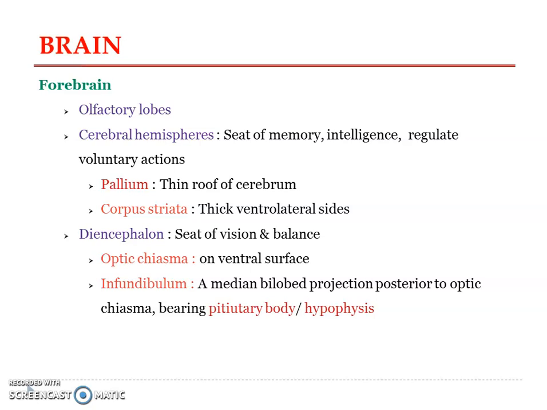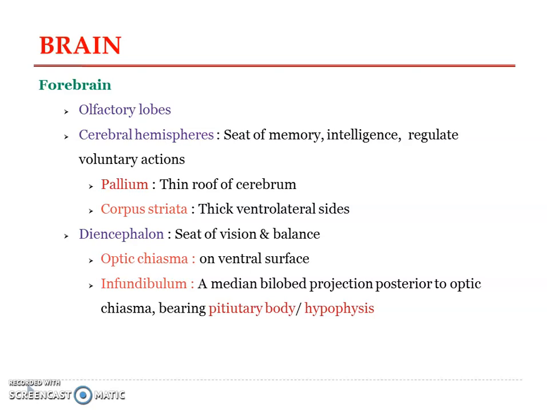Okay, so this is about the cerebral hemispheres. We saw where it is located. There are two hemispheres, and you can see that the ventrolateral sides are thick, and this is known as the corpus striatum. The two corpora striata are connected by the transverse anterior commissure. They are just a tract of nerve fibers. Then the roof of the cerebrum is referred to as the pallium. Okay, so this is about the cerebral hemispheres.